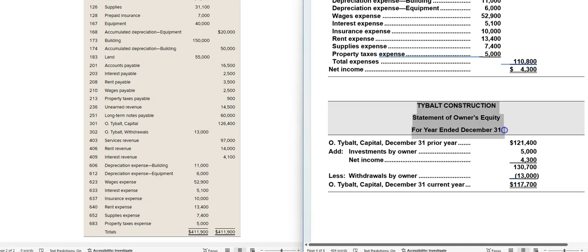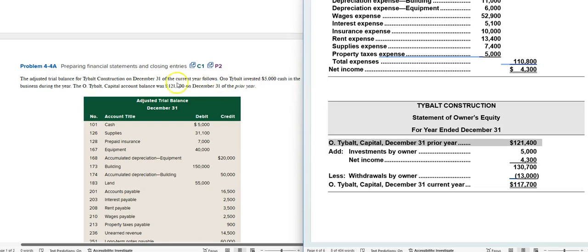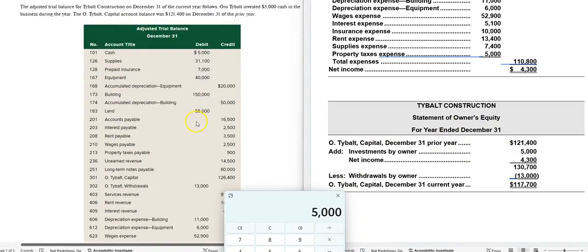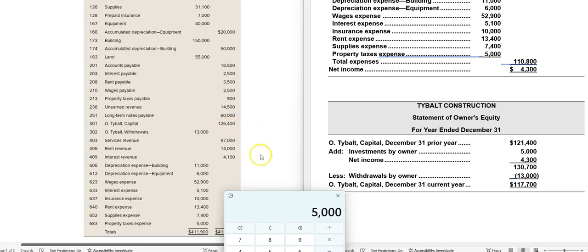This is reporting the changes in equity from the beginning to the end of the year. So remember, we started this year with 121.4 in owner's capital. Last year's ending became this year's beginning. We figured out that because we ended this year with a larger capital balance, and the only thing that is directly recorded into the owner's capital are investments, the owner must have invested $5,000 during the year.